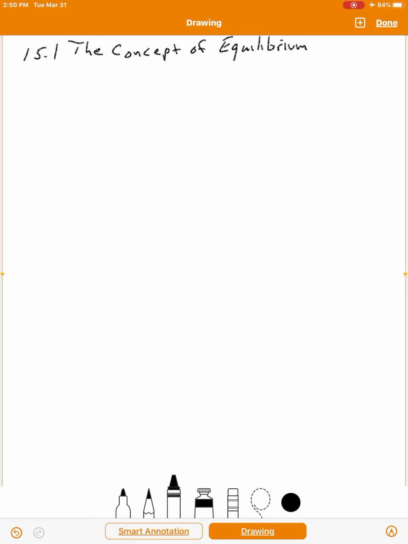Okay, this is section 15.1, the concept of equilibrium, a little introduction into the idea of what we call chemical equilibrium. So up until now, we've looked primarily at reactions which only go in one direction. So for example, if you take hydrogen and combine that with oxygen to form water, the rate of the reaction is equal to k times the concentration of H2 to the x times the concentration of O2 to the y, right? And experimentally, we would determine what x, y, and k are.